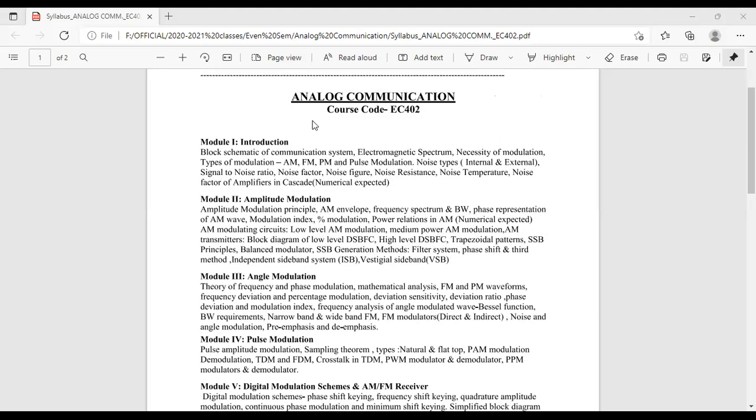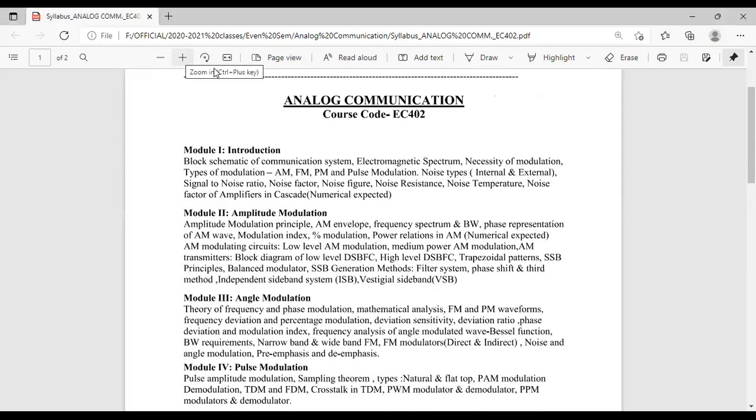Okay, so you can see that the very first module is dedicated to the introduction of this whole communication system. That is the very basic block diagram of the communication system, the electromagnetic spectrum, and then the necessity of modulation, then the types of modulation. So we have to study AM, FM and PM.